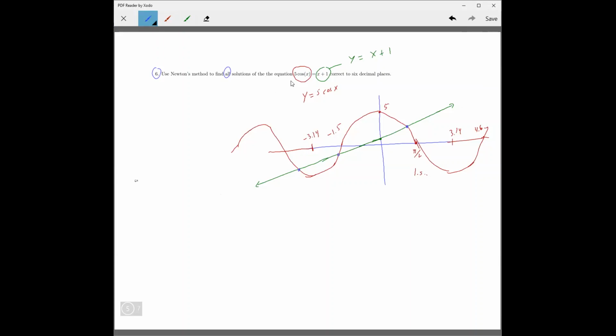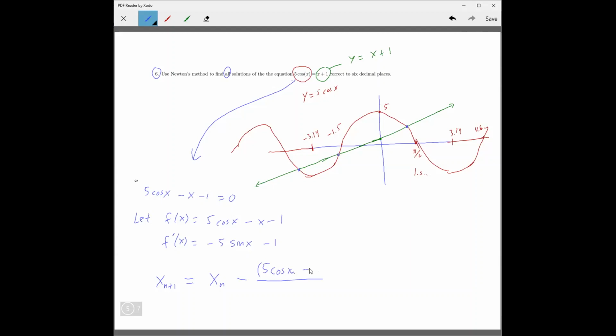And what you're going to do is take this equation and bring everything over to the left-hand side, because for Newton's method to work, you have to be solving for a function that's equal to 0, finding where a function is 0. So our function will be 5 cosine x minus x minus 1. That means our derivative is going to be negative 5 sine x minus 1. And then x n plus 1 will be xn minus, in the numerator, f, which is 5 cosine of xn minus xn minus 1, and in the denominator, negative 5 sine of xn minus 1.